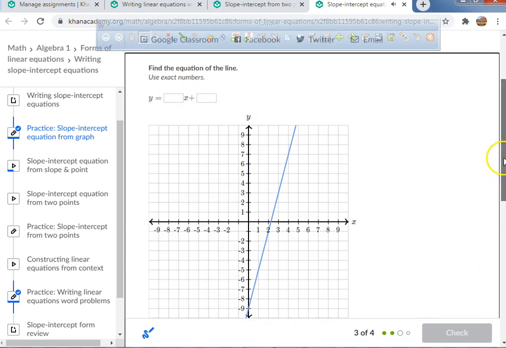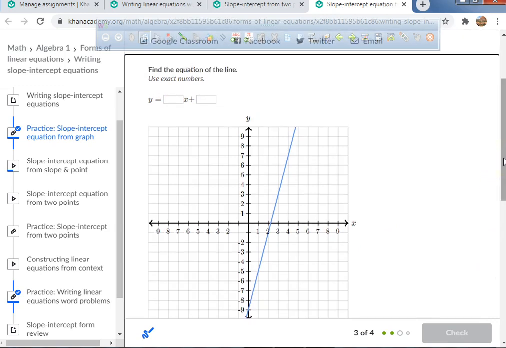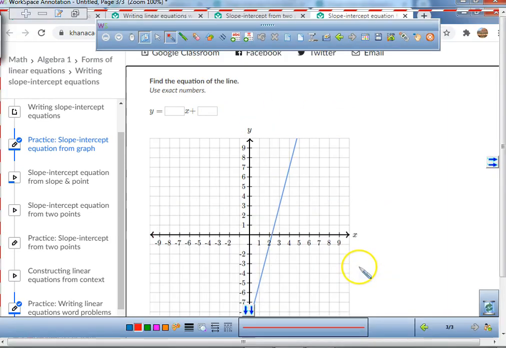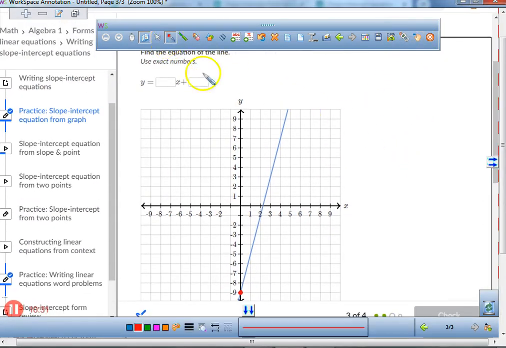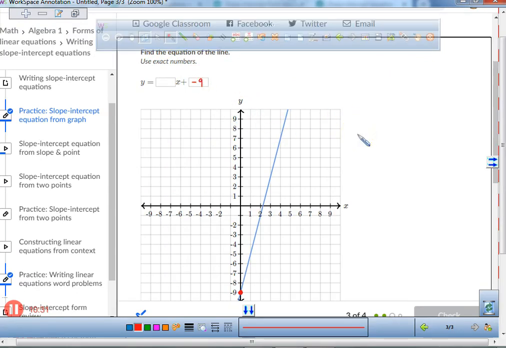All right, let's do one more and see if you guys understand what it's asking you to do here. What's the very first thing that I have to do? Y-intercept. You guys see where it is? Right there. So what am I going to have to put in my box? I'd have to type in a negative 9. So when I'm doing these problems, I'm telling you this is the easiest way to do it, in my opinion. Write down your y-intercept, then we have to establish slope.